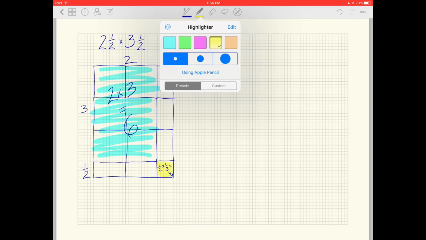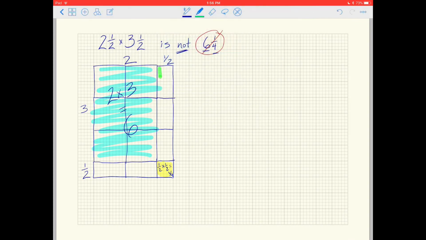So let's get another color, and let's do the 3 times the half. 3 times the half is 3/2. Oops, I don't want the green. I want a blue pen. 3 times a half gives me 3/2, which is also equal to 1.5. So my big green part there is 1.5. So I know it's more than 6 1/4 already, right? Because there's at least another 1.5.